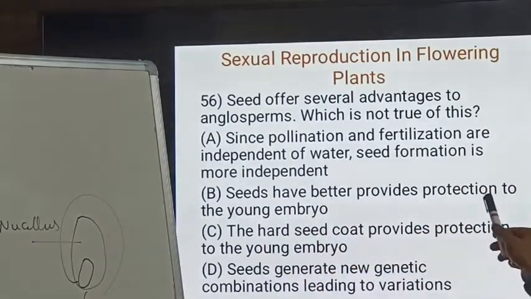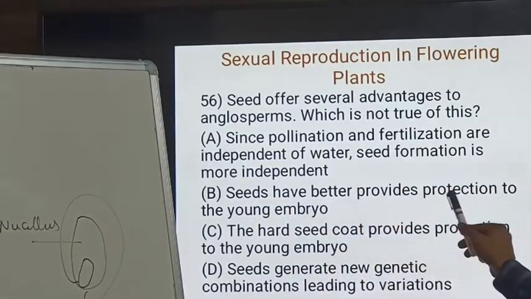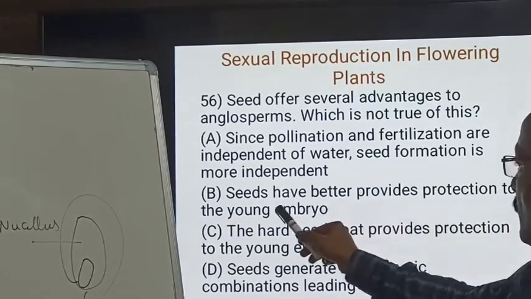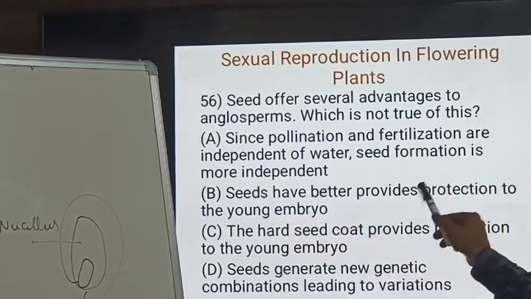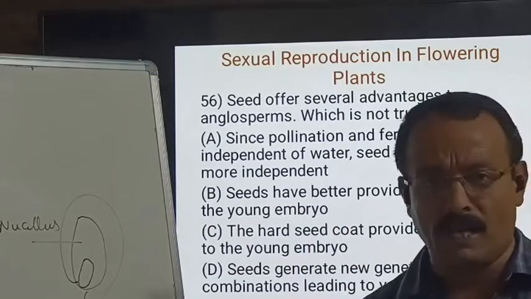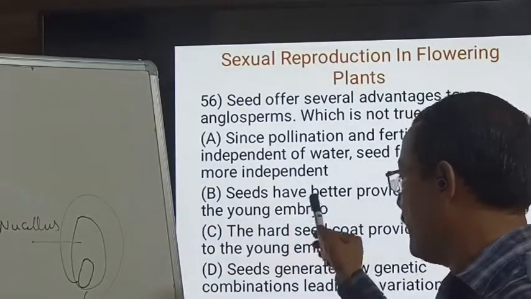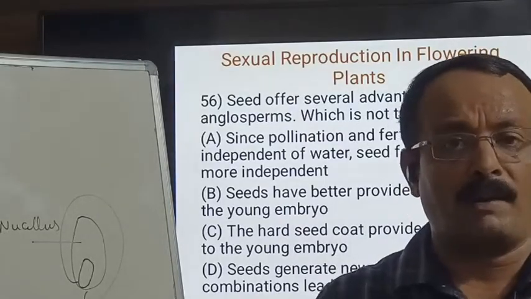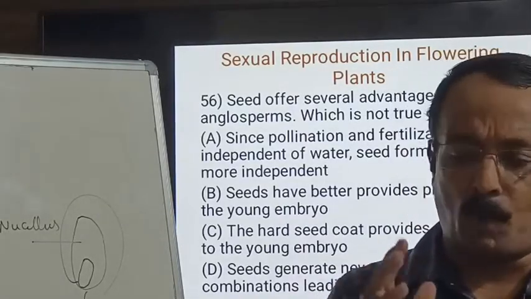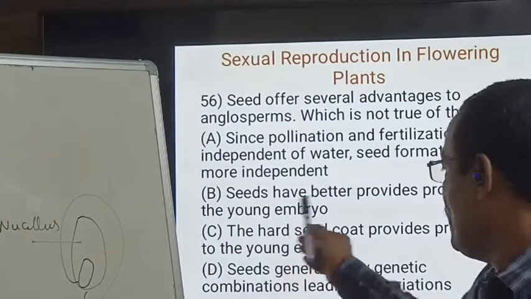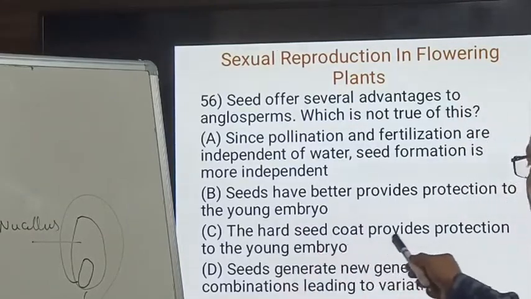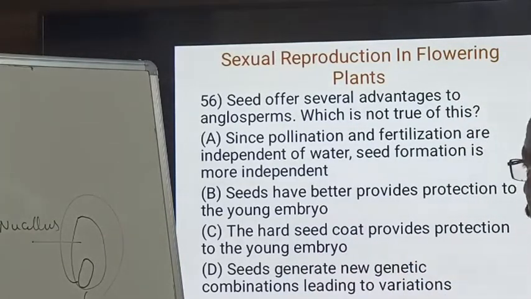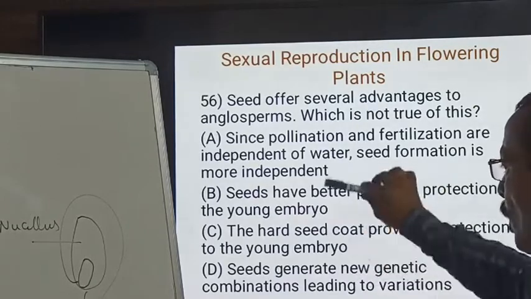Seeds provide protection. The seed coats provide protection to the young embryo. Of course, that you have to correct. Seeds are protected by 2 layers of seed coat, outer testa and inner tegmen, and they protect the developing embryo. The seed coat provides protection to the young embryo. Somehow they have mismatched the options.